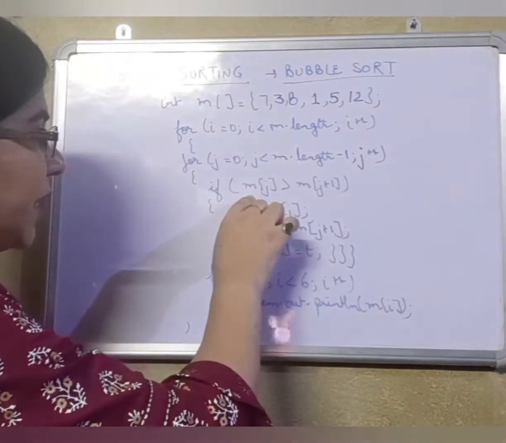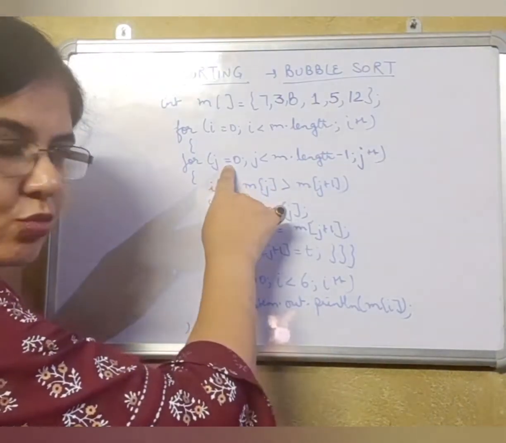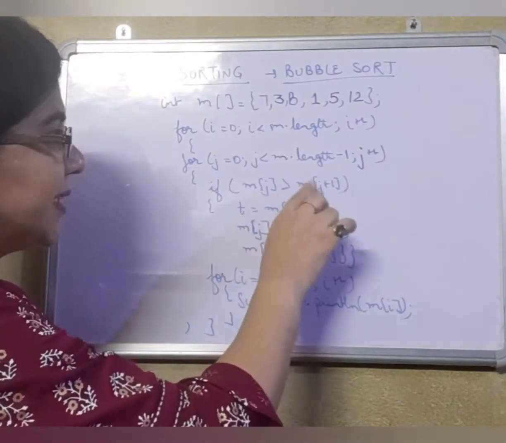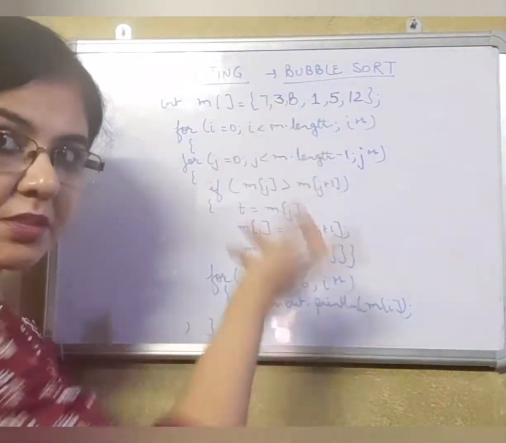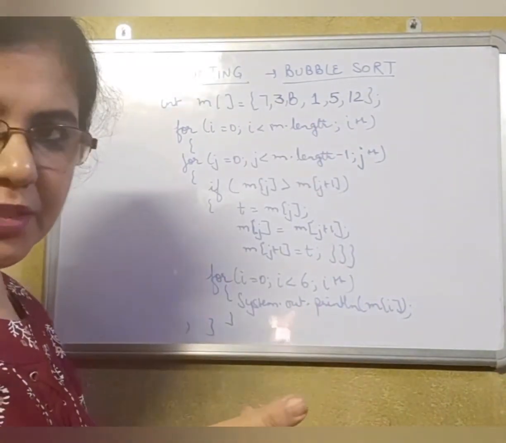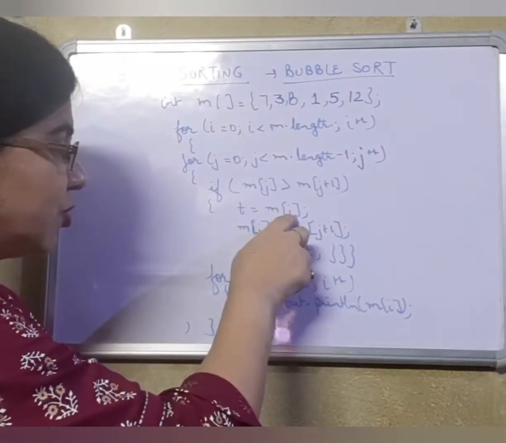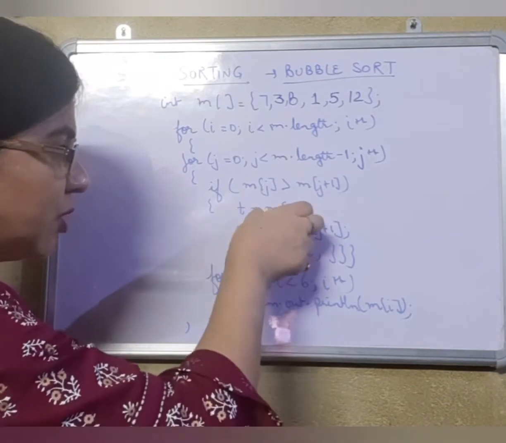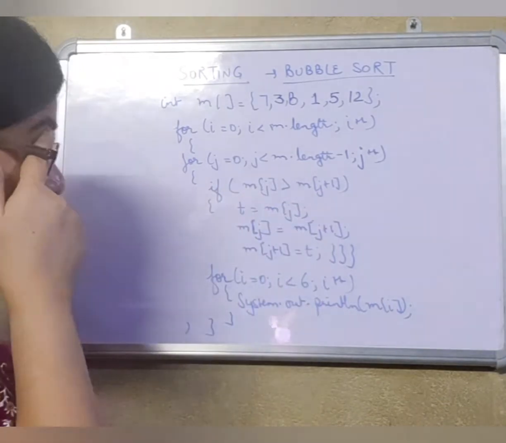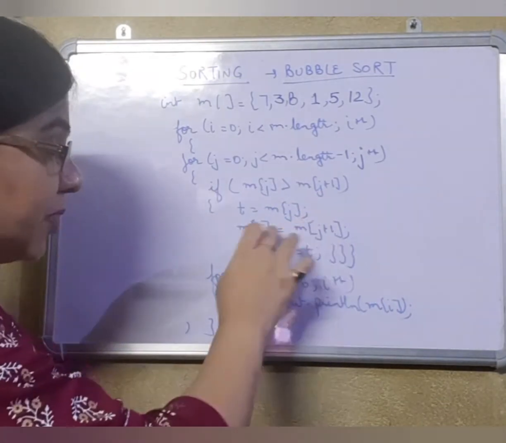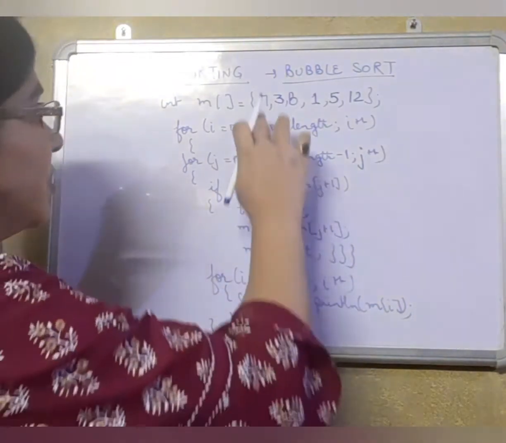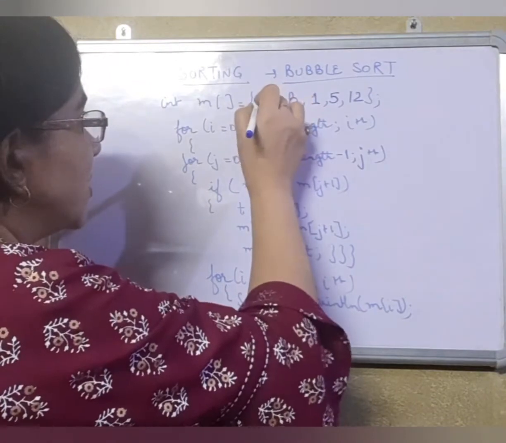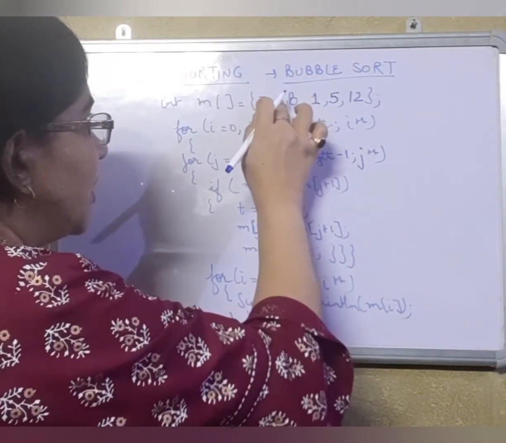So now m[j], presently j is 0, so it will pick up 7. 7 is greater than the neighboring number 3. Yes, 7 is greater than 3. So t is equal to 7. t is equal to m[j] means it will take 7. Instead of 7, it will keep here 3. And instead of 3, 7 will exchange. So a new set is preparing: 3, 7.